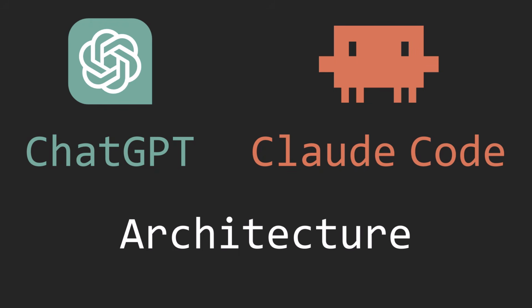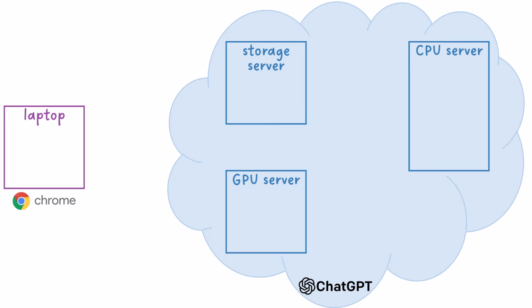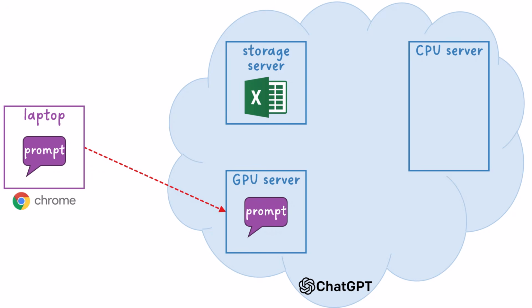Now let's compare something we know to the new kid on the block. What happens when we give ChatGPT this prompt? Analyze the attached Excel file and write the insights into a PowerPoint document. This is the inferred architecture that OpenAI uses. When we add an Excel file to the chat bar, it's uploaded to a storage server. Our text prompt is sent to a general-purpose large language model like GPT-5.